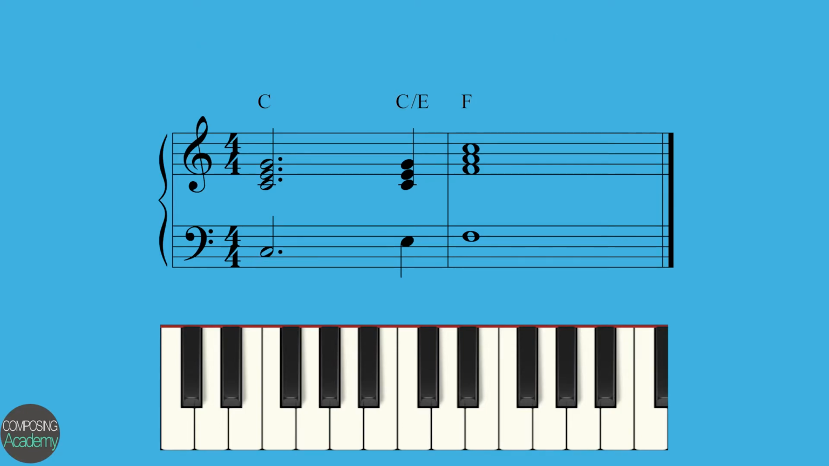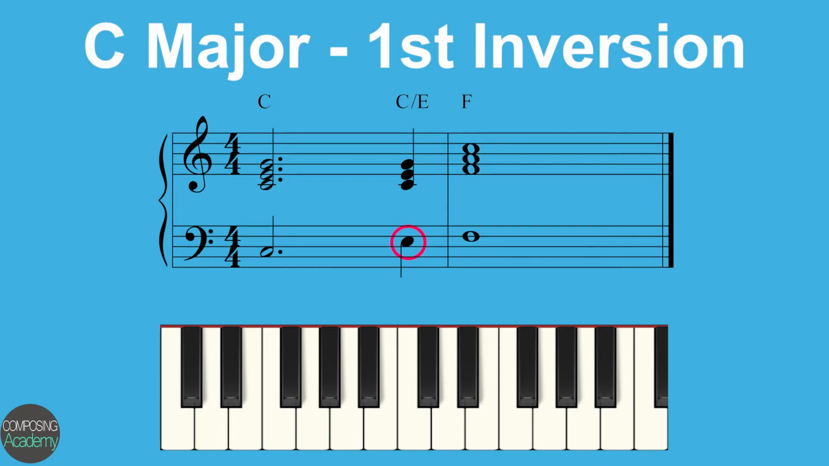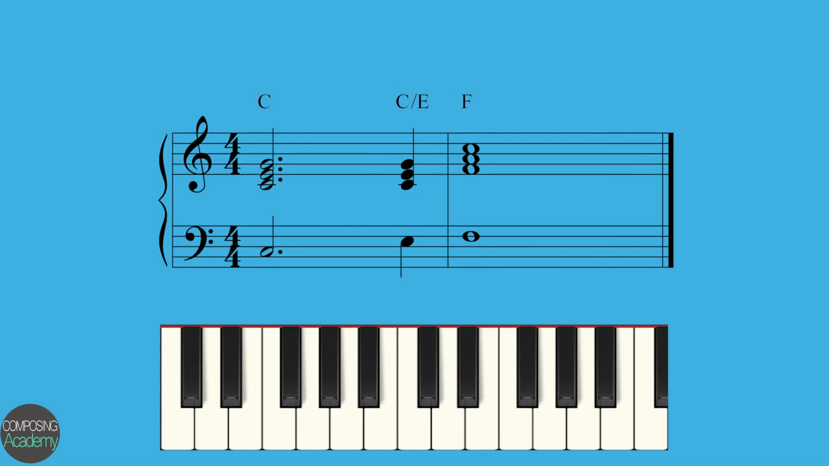We hear another C major chord, but this time with E in the bottom. This is our first inversion. Notice how the chord sounds similar, yet has a slightly different tone and feel to it. Next we move to the brand new chord of F major.